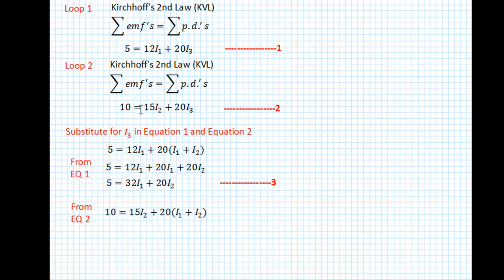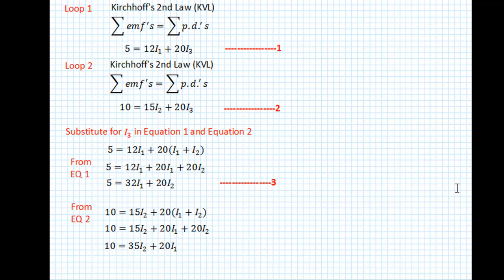From equation 2 we get 10 equals 15 I2 plus 20 times I1 plus I2. And again we can simplify by first of all multiplying out the brackets and then collecting together the similar terms. So here we have 15 I2 and 20 I2, so we can bring those together, getting 10 equals 35 I2 plus 20 I1.